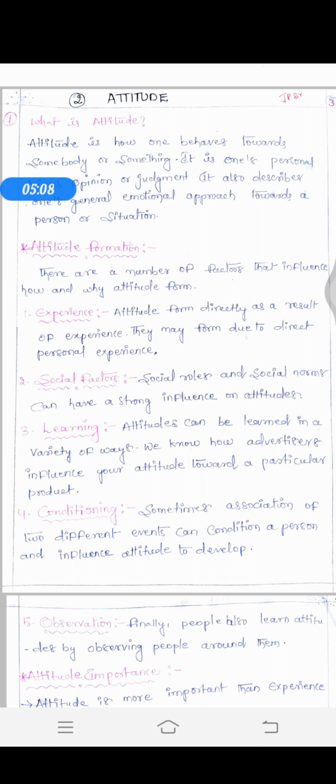Social roles and social norms can have a strong influence on attitudes.